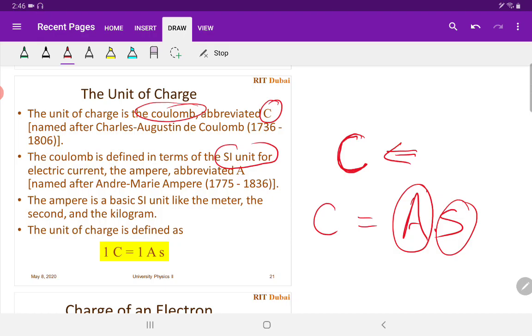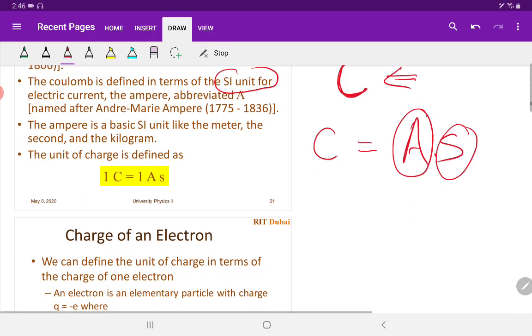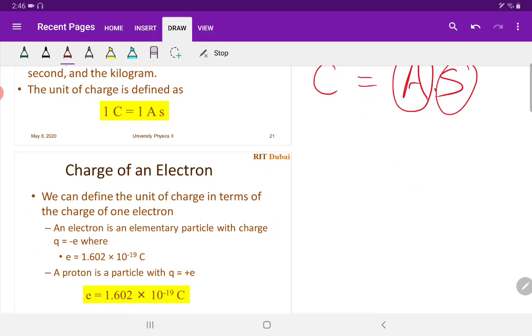Now, that's why the coulomb is defined as 1 ampere second, and we'll talk about the current later on. But the question is, how large is this quantity here? What is this unit, and what can we learn about the charge unit?